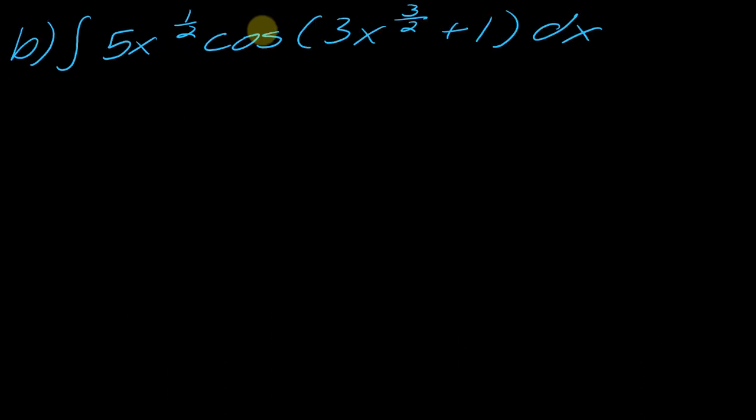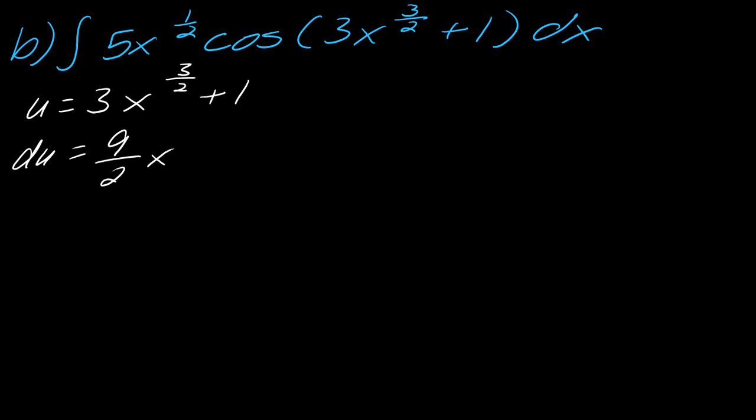Okay, moving on to b now. So for b, probably this will be my u, that would be my first choice. So let's go ahead and work this out. My u is going to be 3x to the 3/2 plus 1. And then my du in this case will be 9/2 x to the 1/2 dx.